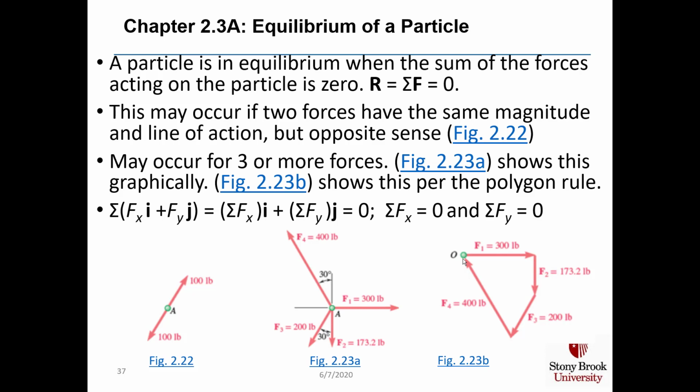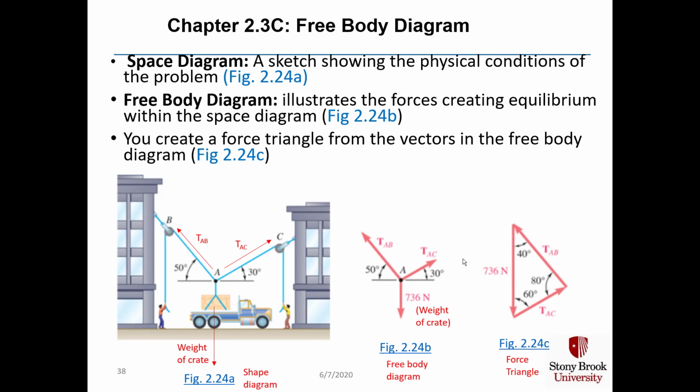Algebraically, we can sum each of these vectors, saying summation of F sub x times i plus F sub y times j equals 0, knowing that that equation is equal to the sum of all x forces, summation F sub x times i, plus the sum of all y forces, summation of F sub y times j. We can individually create two equations by summing the x forces individually to 0 and summing the y forces individually to 0.